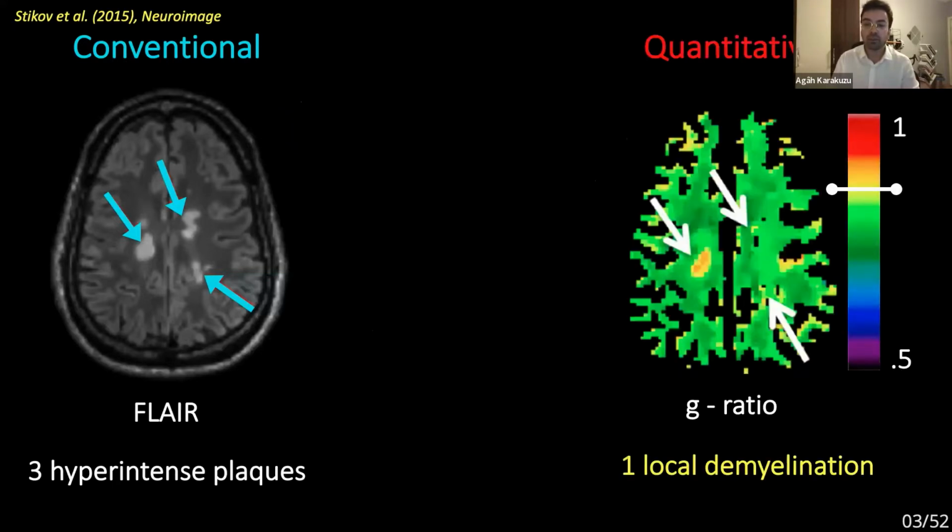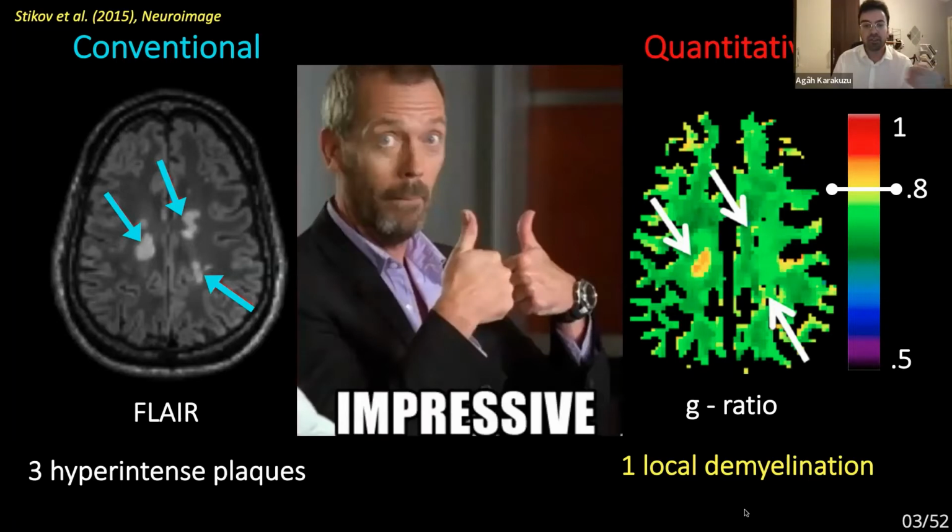And this is a quantitative map of G ratio of the same patient. At each voxel, it shows the ratio of inner to the outer diameter of axons, and the optimal range is from 0.6 to 0.75 in a healthy white matter. So to spot the demyelination, we can set a threshold at 0.8, which should appear in orange or red color in this map. When we look at the correspondence of these 3 lesions, only one of them is above 0.8, showing a local demyelination. So this is a really big help for following up MS patients.